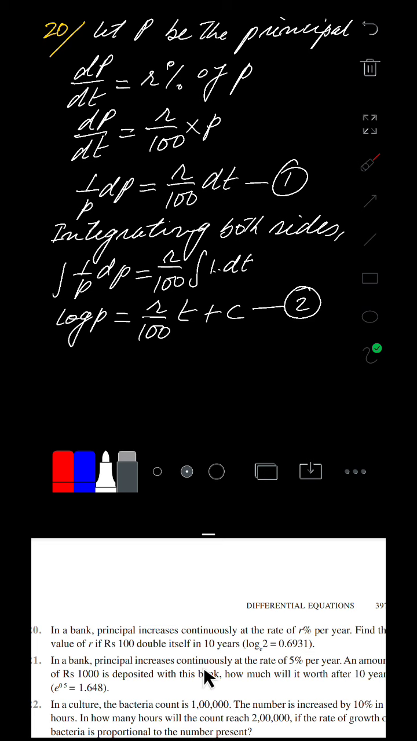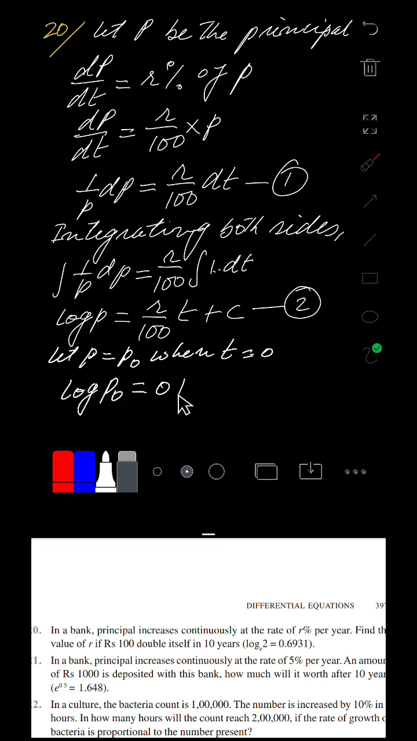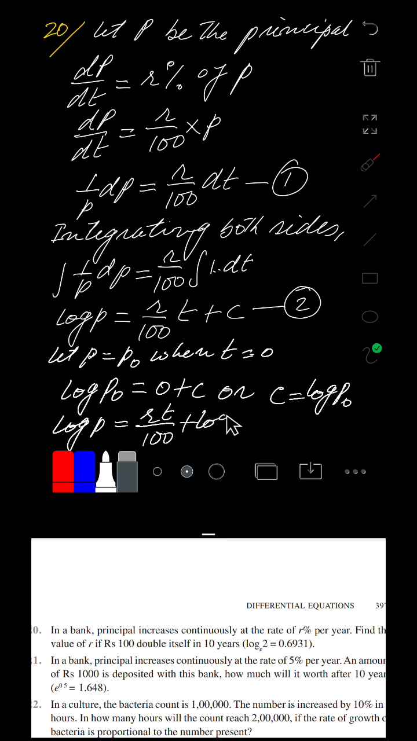Now it is given that rupees 100 double itself in 10 years. So let the initial principal be P naught, that is P is equal to P naught when t is equal to 0. So putting in this equation P is equal to P naught and t is equal to 0, we have log P naught is equal to 0 plus C, or C is equal to log P naught. Now putting the value of C as log P naught in equation number 2, we have log P is equal to Rt upon 100 plus log P naught.